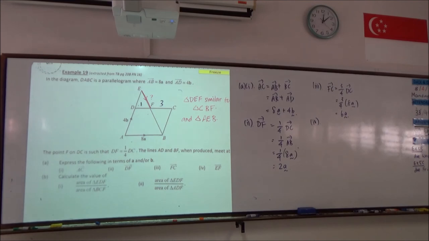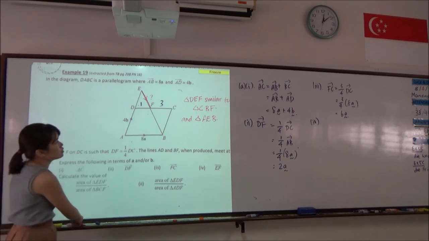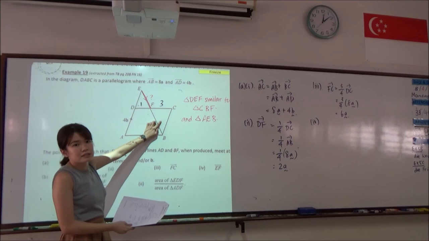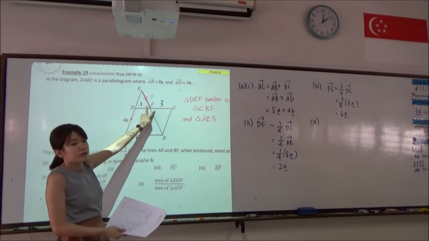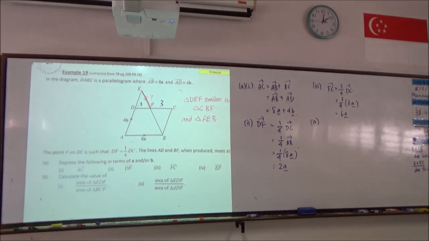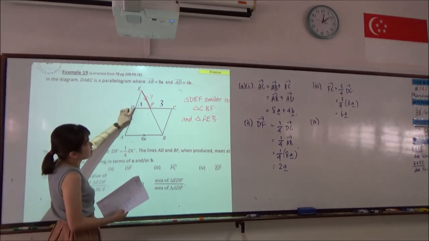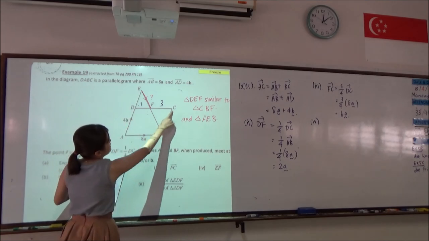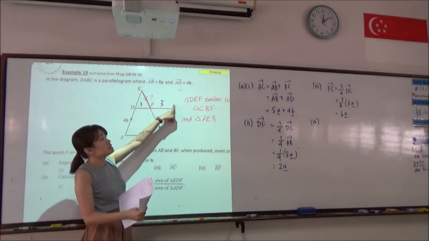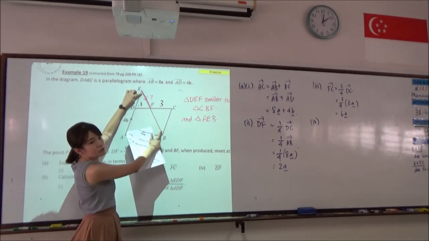When it comes to vectors, using the similarity concept, we need not actually prove it because it can be proven very easily by looking at AA similarity. Let me run through how we come to this conclusion. DEF is this triangle over here, CBF is this one. These two angles are equal to each other because of vertically opposite angles. Then because AD is part of the parallelogram, the line AE will be parallel to BC. So therefore, this angle will be equal to this angle.